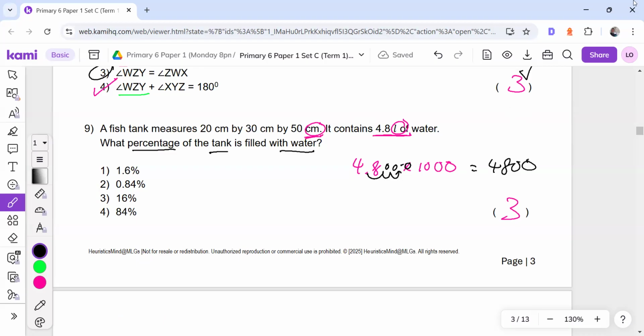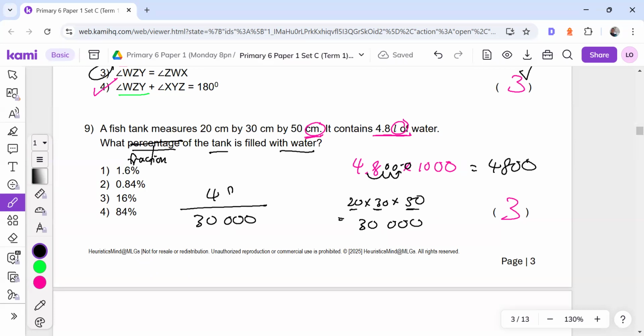All right. Okay, what percentage of the tank is filled with water? Shortcut. Now, when Miss Tong says shortcut, open your eyes very big because there is a shortcut to do faster. Change the percentage to fraction. What fraction of the tank? So you have to go and find the volume of the tank. 20 times 30 times 50. Shortcut. 2 times 3, 6. 6 times 5, 30. 1, 2, 3. There are 3 zeros. So what fraction of the tank, which is 30,000, was filled with water? 4,800. Get your fraction. Okay, this is a shortcut.